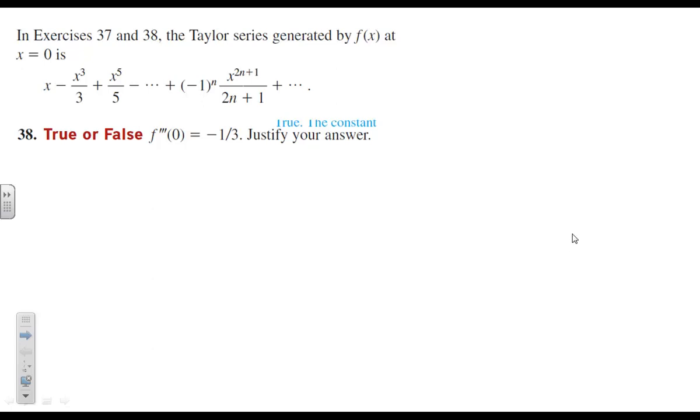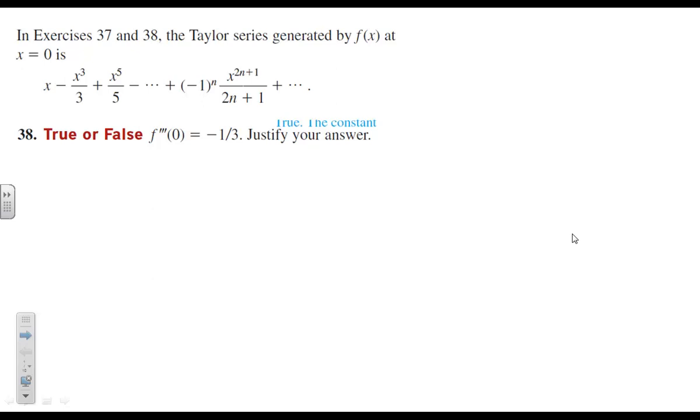Here's problem number 38 from section 9.2 of our calculus book. It asks the question, is the third derivative of this function, defined by this Taylor series, equal to negative 1/3? Well, here's two different ways to attack this problem.